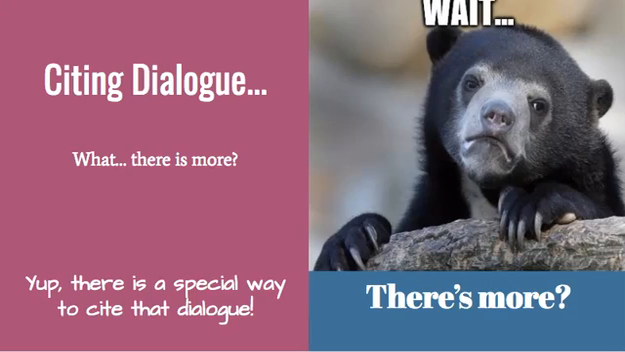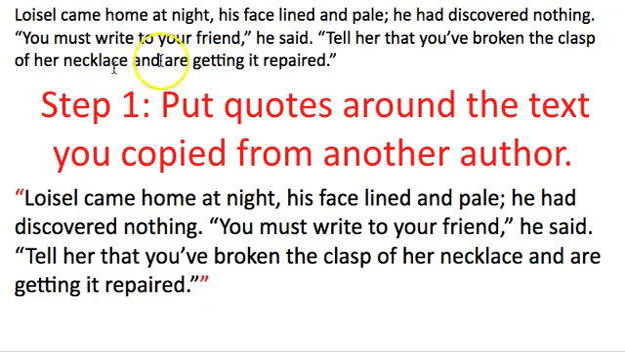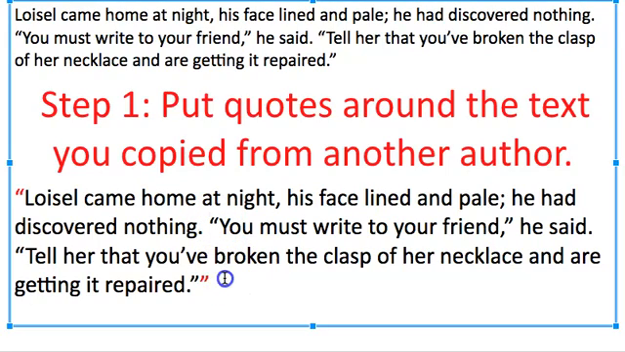Citing dialogue. There's one more rule about how to cite dialogue, so conversations. So here's an example of dialogue from the short story The Necklace. So this is what you do. Step 1, put quotes around the text you copied from another author. So if you're copying it, put quotes all around it. So even if it includes dialogue, so someone is talking in here, you still put quotes around it.